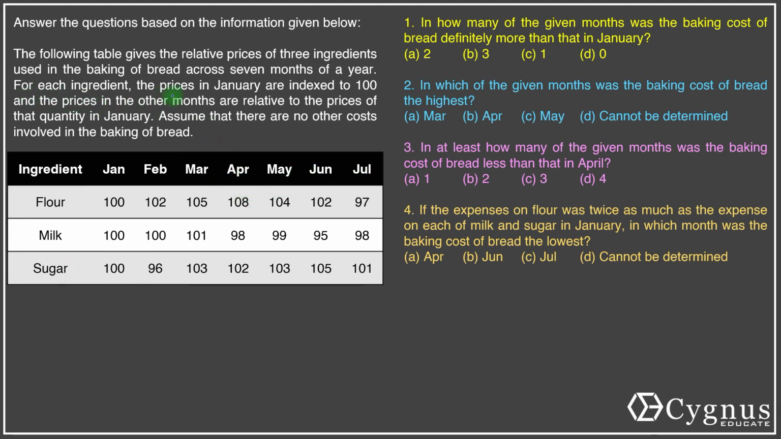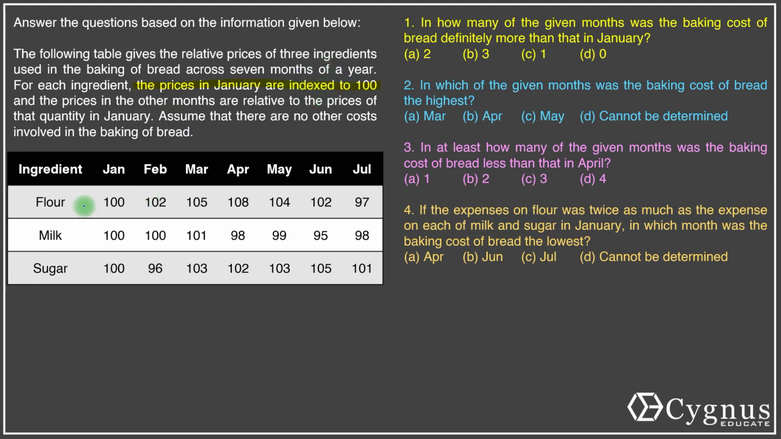For each ingredient, the prices in January are indexed to 100. Now, what does this mean? The prices in January are indexed to 100. Let me think about it for a second. Could it mean that the price of flour, milk, and sugar was each 100 rupees in January? That's highly unlikely. And then what would indexed mean anyway?